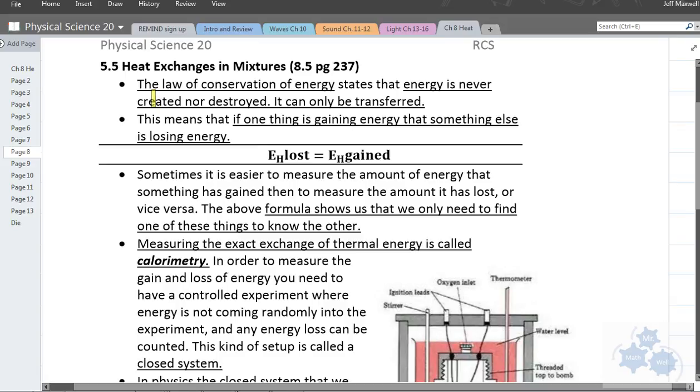There is a fundamental law of the universe called the law of conservation of energy. This thermodynamic law states that energy in the form of heat, or whatever it may be, it's mostly heat, is never created out of nothing and can never be destroyed or disappear into nothing. It can only be transferred. This is called the law of conservation of energy. So if something is heating up, that means something else is getting colder.